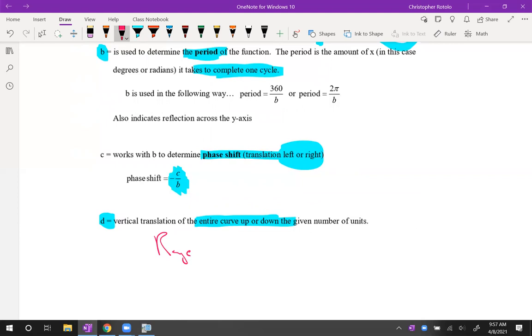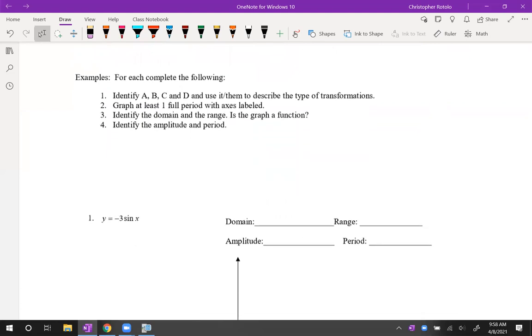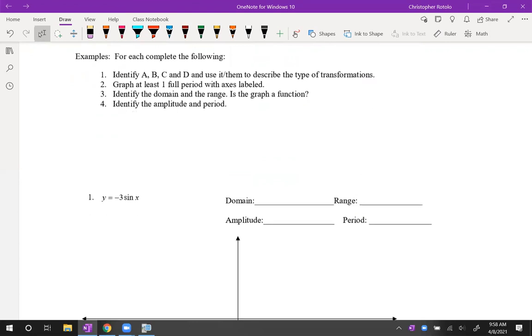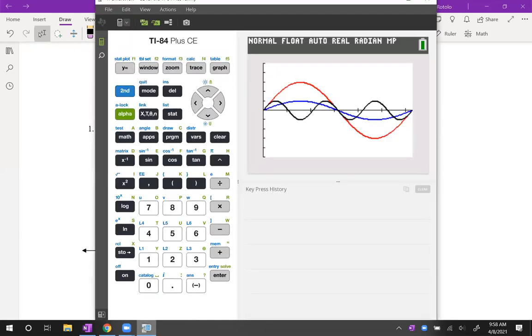All right, so what we're going to do is pull these things out. We're going to work with them as we go. So we want to identify A, B, C, and D. I'll be honest, sometimes they interchange lowercase and uppercase. It really doesn't matter at this point. We just want to make sure we can identify those numbers. And we want to graph at least one full period, so that you have a way to check, right? So we're going to work with some of these, and I want to make sure whatever tool you're using, you have it straightened out.